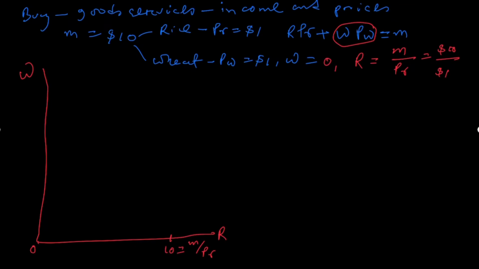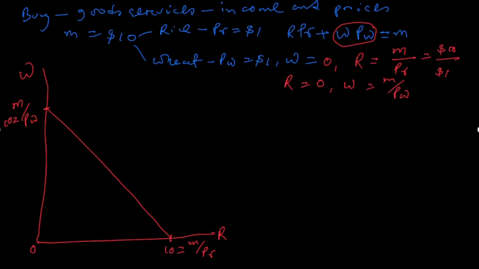Similarly, if I spend all my money income to buy wheat, in that case rice would be 0 and wheat equals M by PW, the price of wheat. This intercept, M by PW, is also 10 units. If I connect these two points, I get a lot of combinations. So this line shows the budget line, which shows that my expenditure on the two goods, wheat and rice, equals my income.